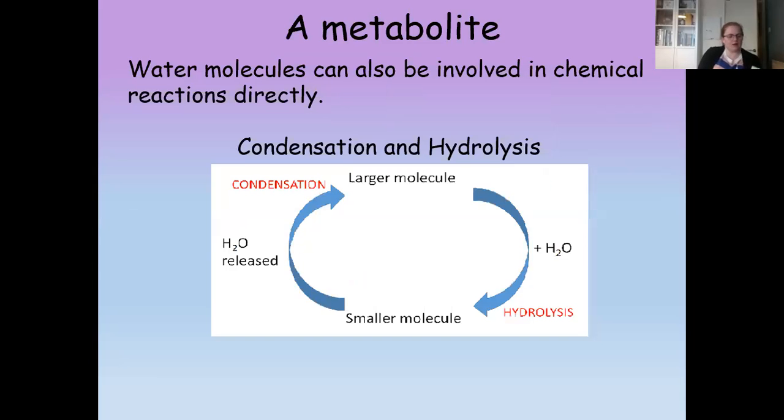So finally, just on water, water is a metabolite.